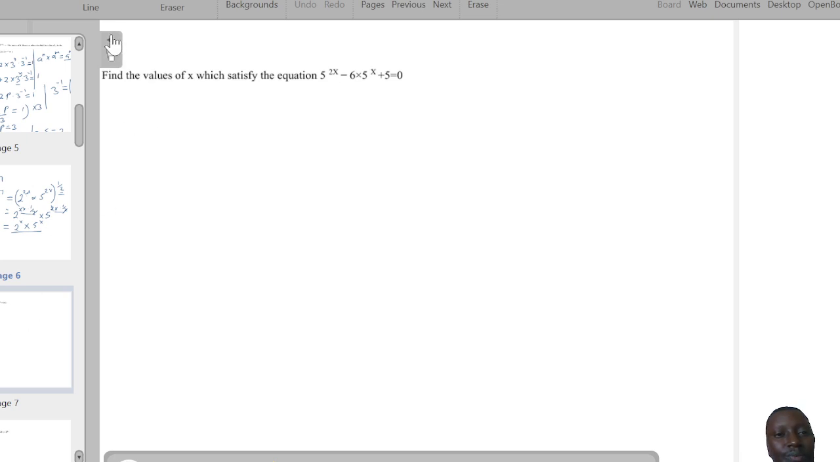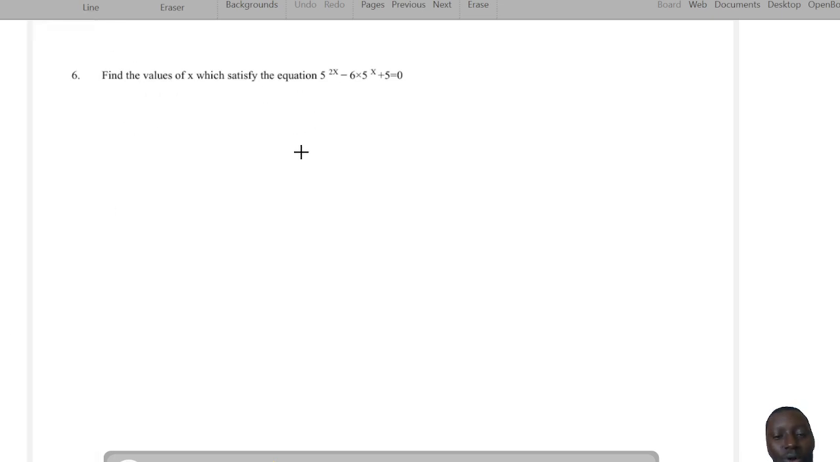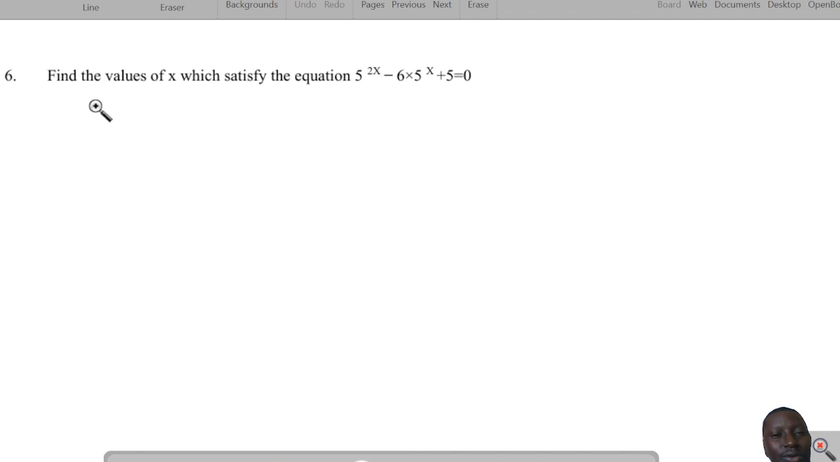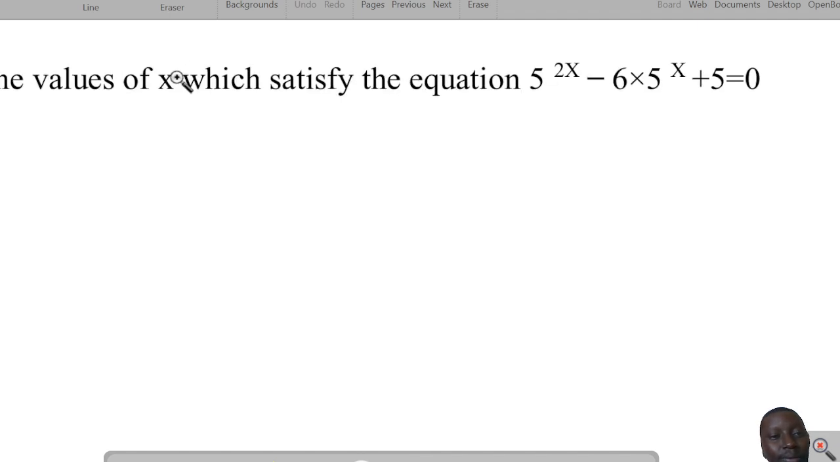The other question is this one here, number 6. And number 6 requires that we still, in mathematics, we are usually in the business of either finding the value of x or finding the value of y. And once we stop finding those values, then mathematics will not be in existence. Find the values of x. We start with the equation 5 power 2x minus 6 times 5 power x, then plus 5 equals 0.